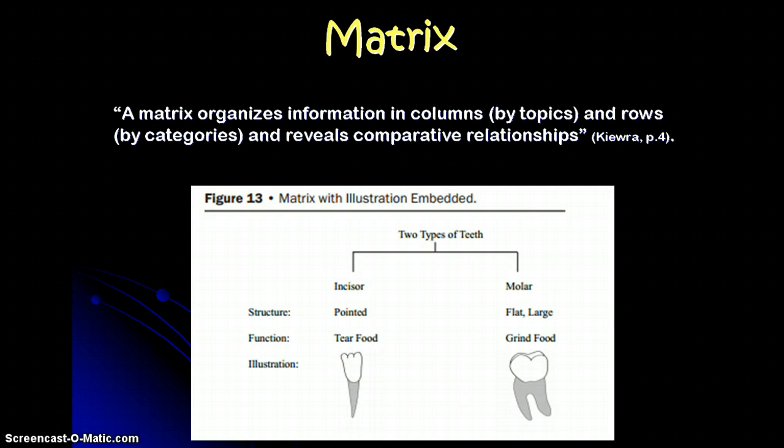On this slide, you see a matrix graphic organizer. This graphic organizer reminds you of the Venn diagram, where you have to compare and contrast two things. Well, with a matrix graphic organizer, it organizes information in columns, which are by topics, and rows, otherwise by categories, and reveals a comparative relationship.